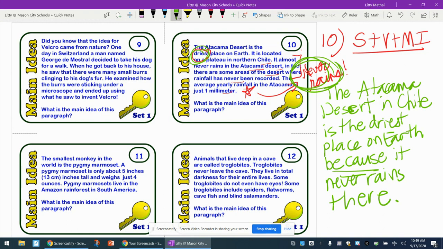I'm going to put it never rains there. Okay, let's see if we can reread this and see if it makes sense. Subject, verb, main idea. The Atacama Desert in Chile is the driest place on earth because it never rains there. Okay, I think I captured the main idea. Subject is Atacama Desert. The verb in this case is. It just is. And then the main idea is it's the driest place because it never rains.